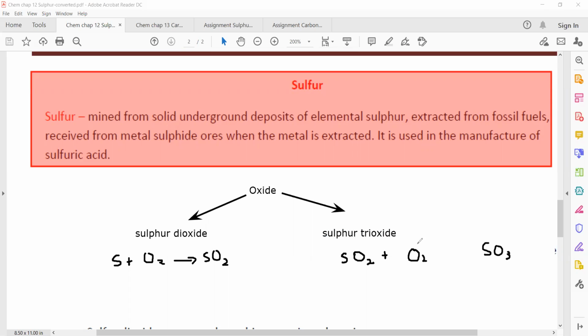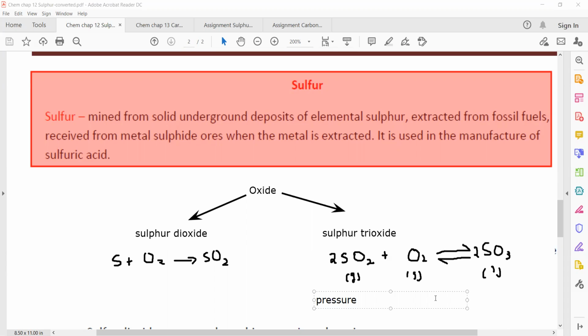But this reaction is a reversible reaction. What does it mean? That the sulfur dioxide can react with oxygen and form sulfur trioxide, and sulfur trioxide can decompose and form back the sulfur dioxide. The equation must be balanced, so that's why I put 2. Sulfur dioxide is a gas, oxygen is also a gas, and sulfur trioxide is a gas. I want a greater yield of sulfur trioxide. What pressure should I use, high pressure or low pressure, for this reaction?